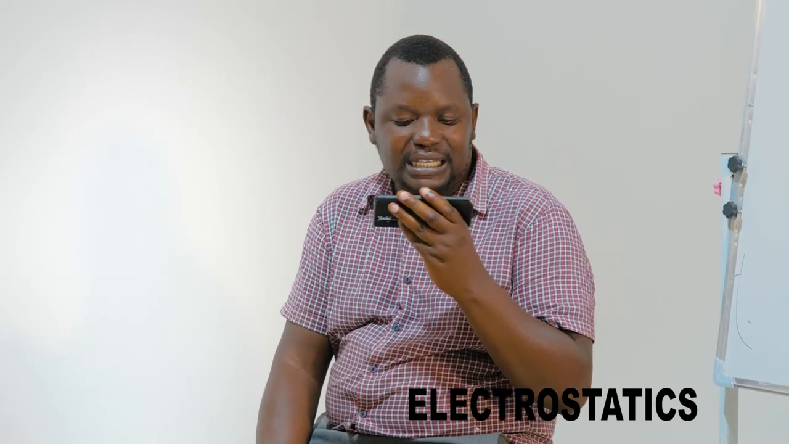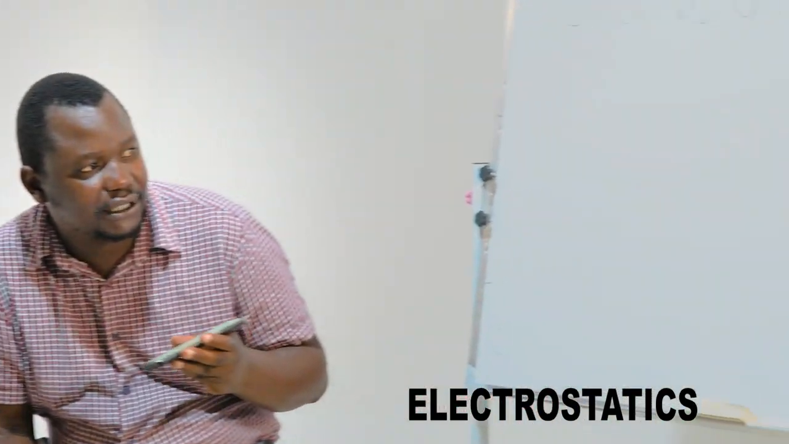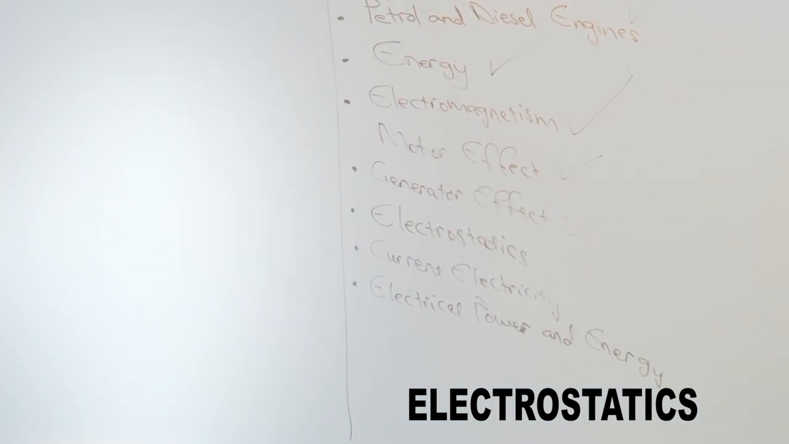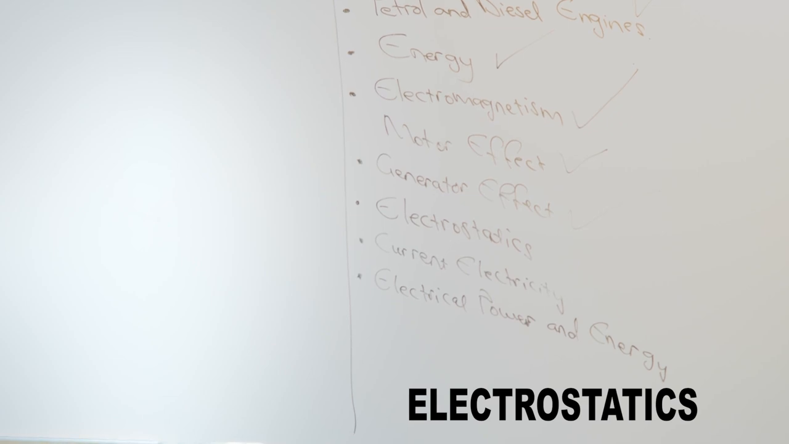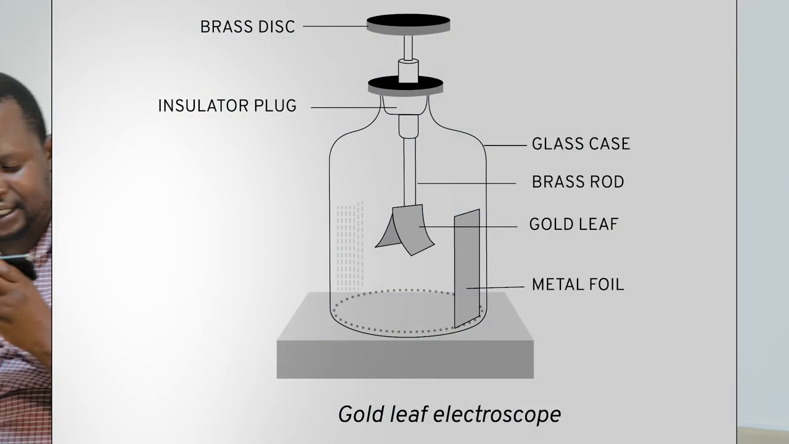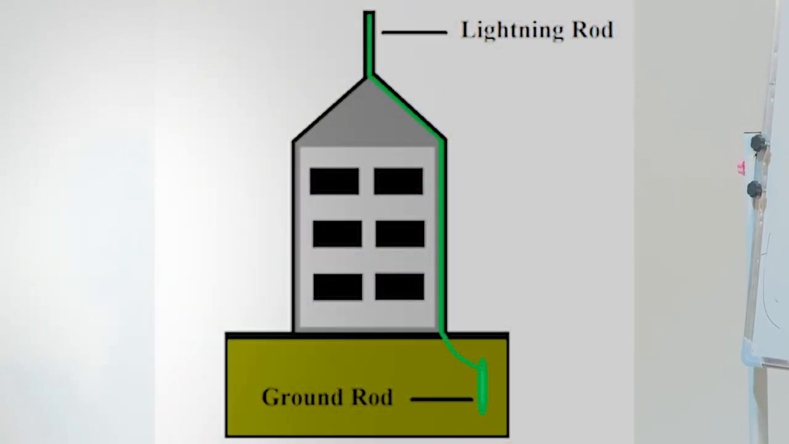Next concept is static electricity, called electrostatics. Describe simple experiments to show electrostatic charging using an electroscope. That's the first objective. Second objective: describe forces between charges. Then the next issue under electrostatics, we're going to look at a lightning conductor. Describe the production of lightning.